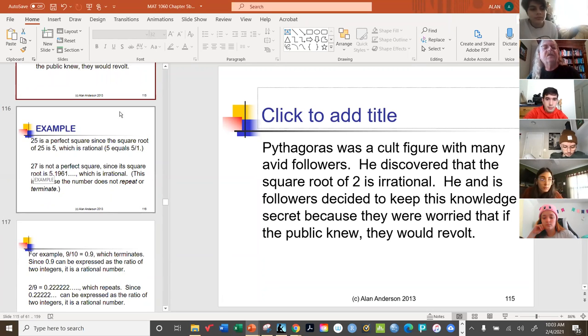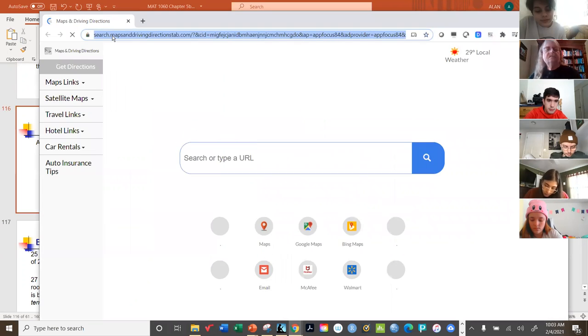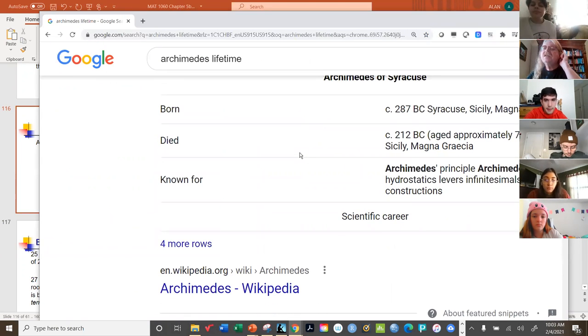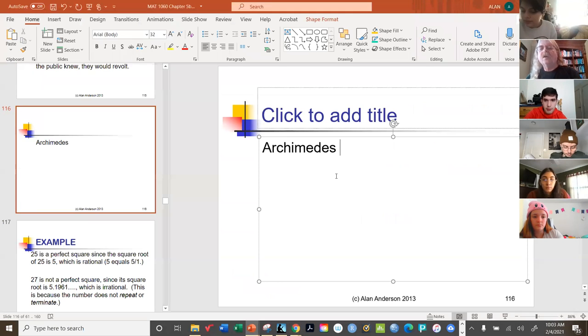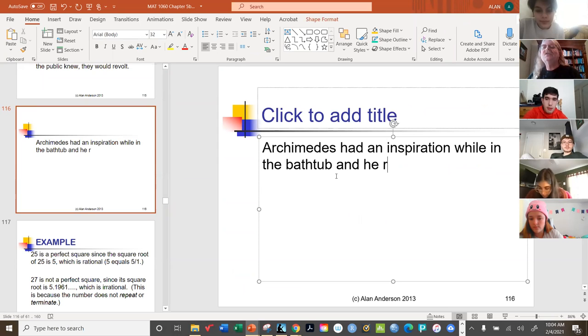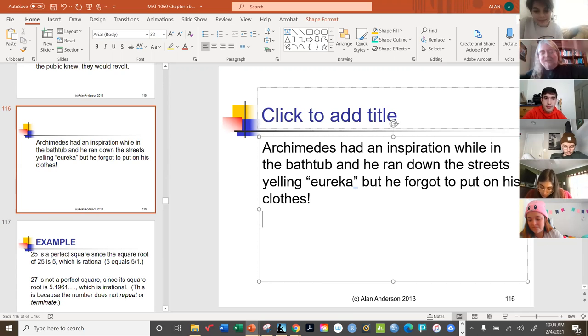Based on math. Now, you may have also heard of this famous figure named Archimedes. He was later, 287 BC up to 212 BC. Anyway, what is he famous for? You may have heard the story, he had an inspiration while in the bathtub. Does anyone know this story? He ran down the streets yelling, "Eureka," which means I've discovered it or I've found it, but he forgot to put on his clothes. Look what I've discovered.